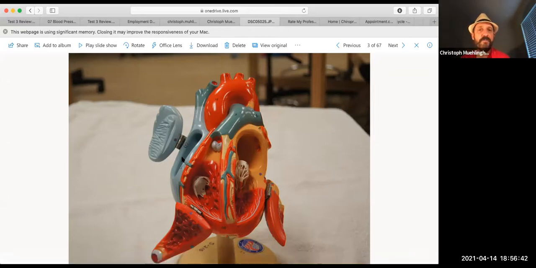That's number one. And then number two, when we look at the left ventricle, the blood gets ejected up into this big round artery. What is that called?